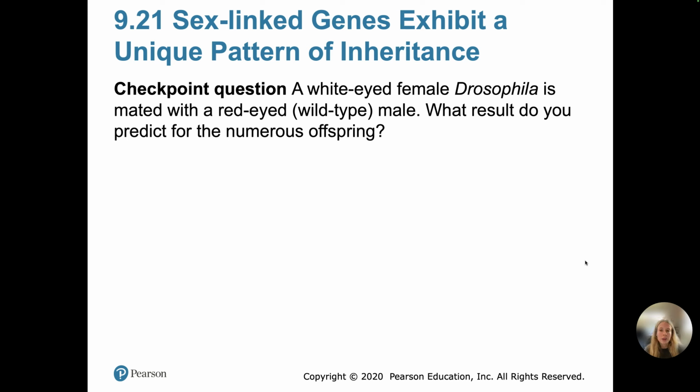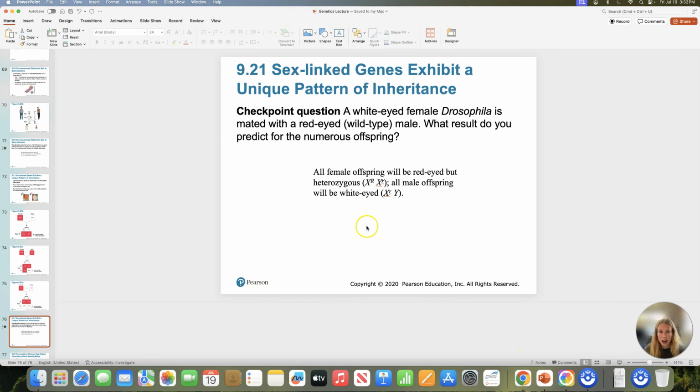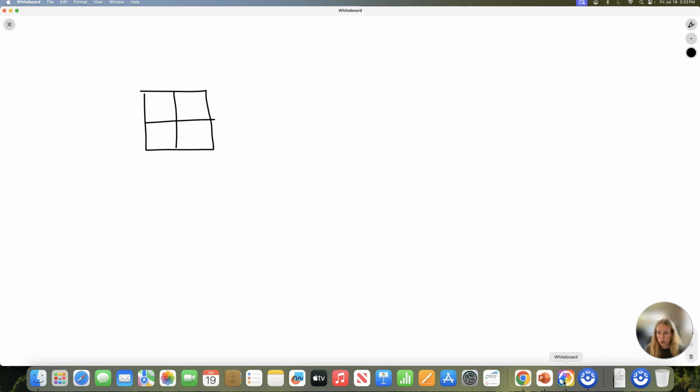So a white-eyed female Drosophila, which is the fruit fly genus, is mated with a red-eyed wild-type male. What result do you predict for the numerous offspring? So we have a white-eyed female with a red-eyed male. So we're going to go to our whiteboard. The female is white-eyed, and then the male is red-eyed.